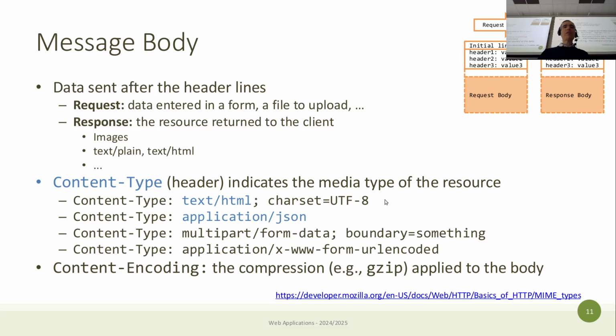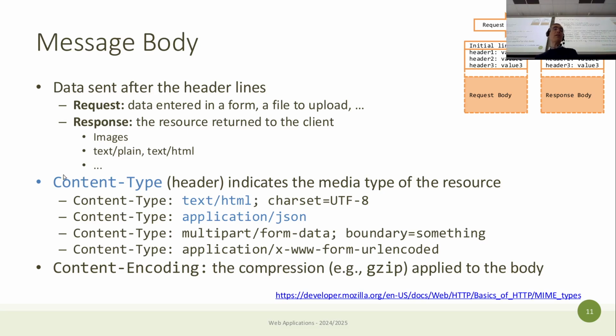Okay, good. Message body, that's the last part. It's the data sent after the header lines, after this empty blank line. And basically it can be anything. It can be HTML code, so a description of the page for the first request, or it can be JSON data, as we say. Any kind of data, even binary data. We can transfer images, for instance, videos, whatever we want.